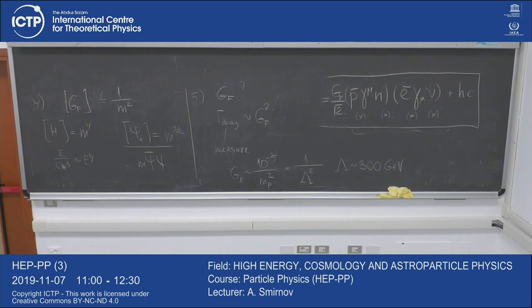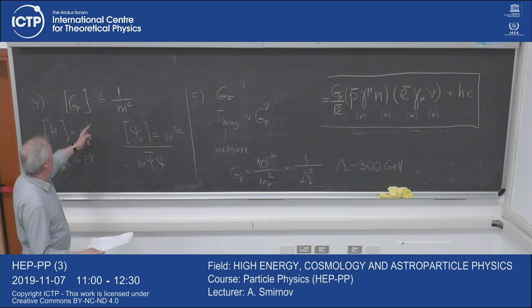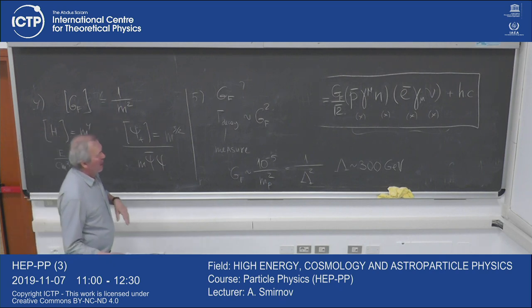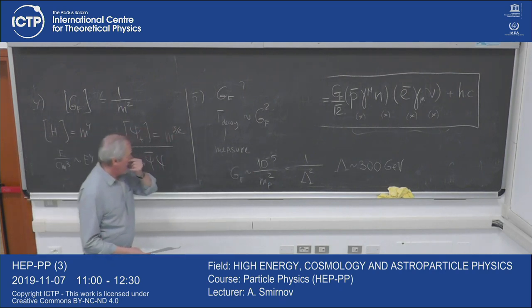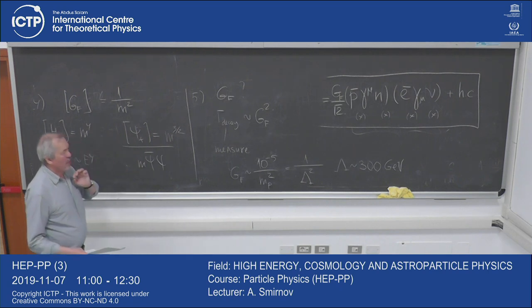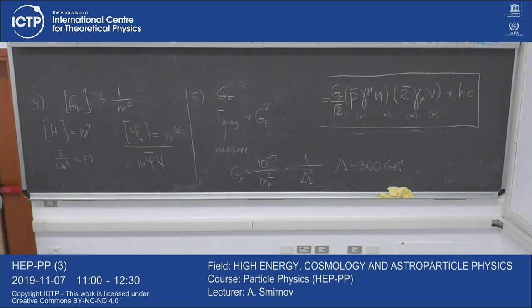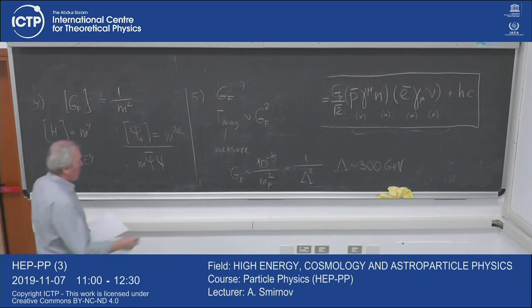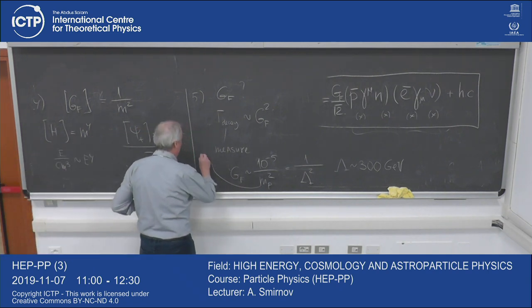Questions? So G Fermi is a dimensionful coupling. It has dimensions of one over the mass squared, and numerically it's 10 to the minus 5 over the proton mass squared. So if you remember the proton mass, then you can immediately recover the value of this coupling. So let me write this is proton mass.